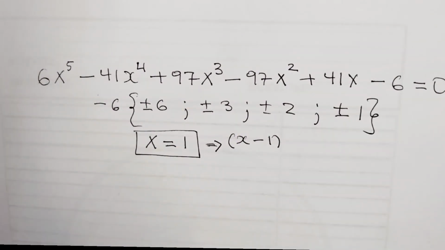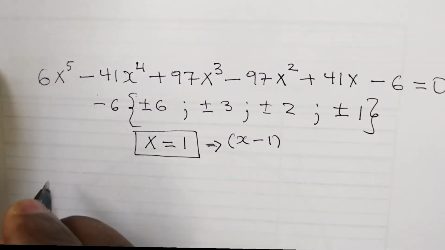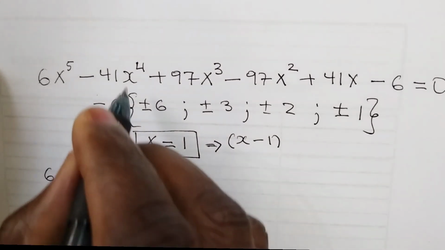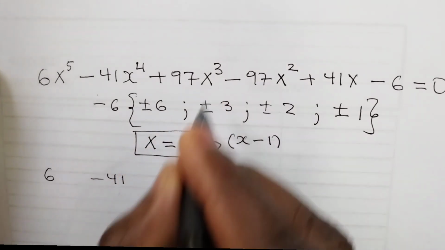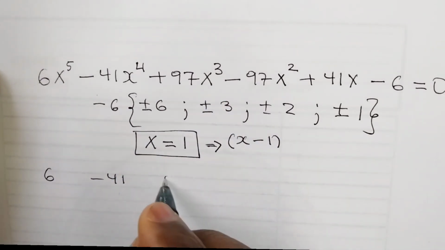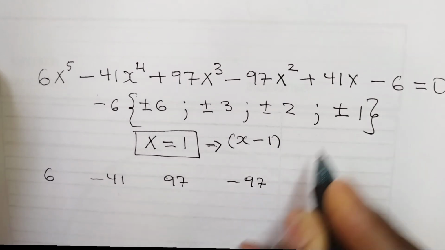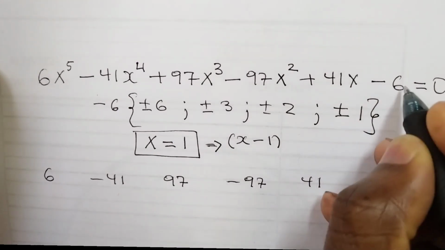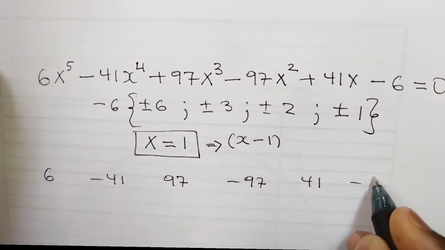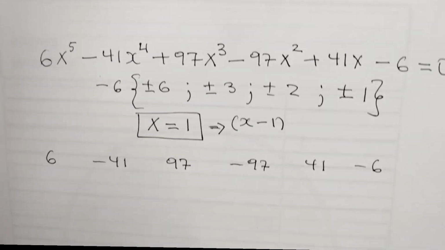with the sign. So I'm going to start with x to the power of 5. The coefficient is 6. I'm going to take 6. X to the power of 4, the coefficient is minus 41. X to the power of 3, the coefficient is positive 97. X to the power of 2, the coefficient is minus 97. X to the power of 1, the coefficient is 41. And then, of course, the independent term, minus 6. Now, I'm going to go like this, ladies and gentlemen. The method is quite simple.